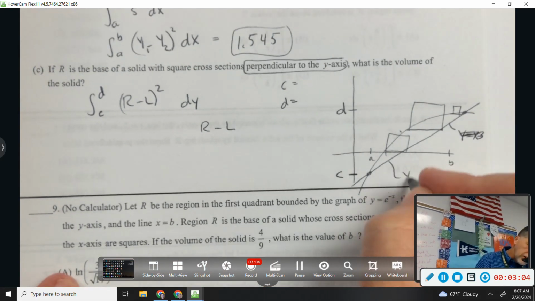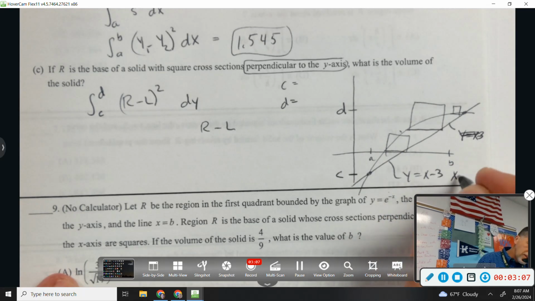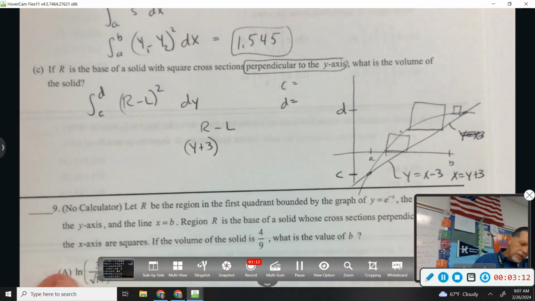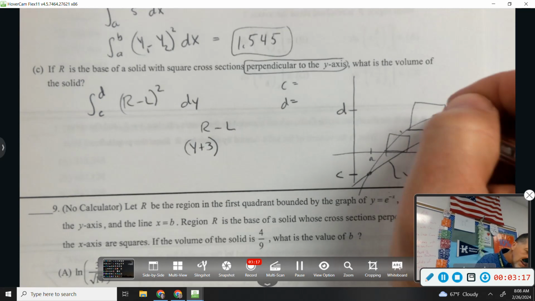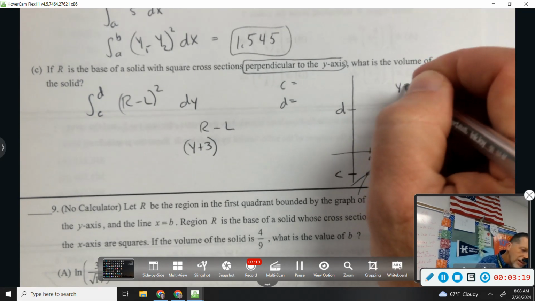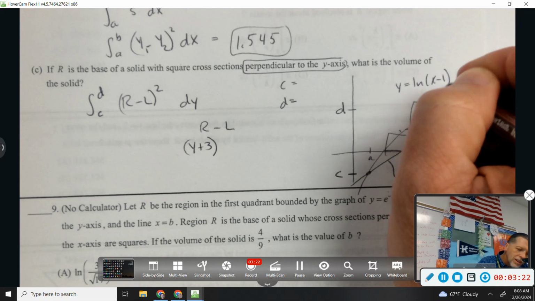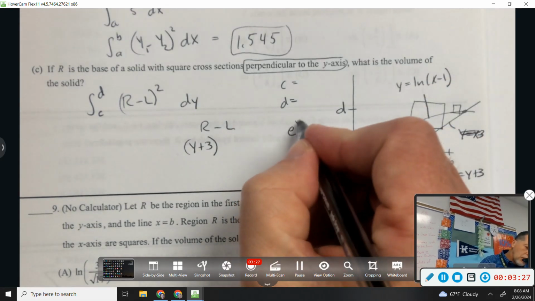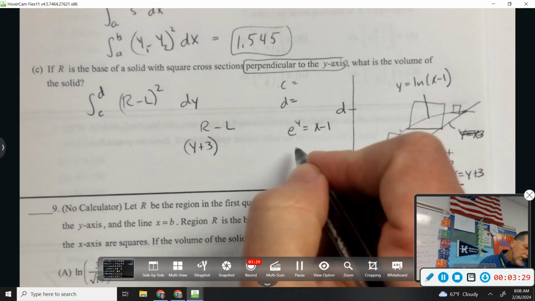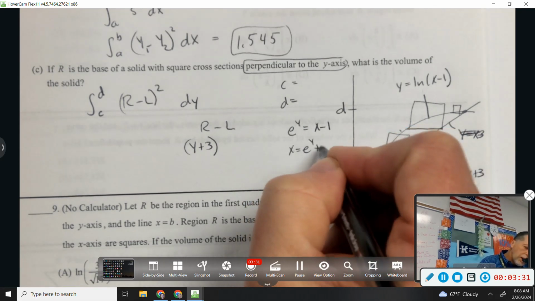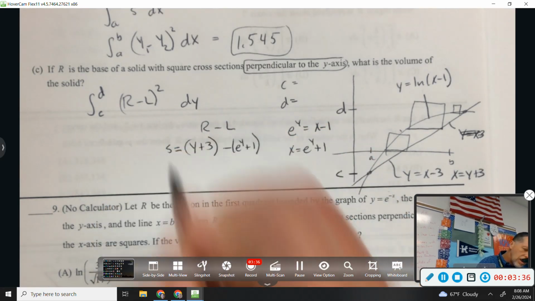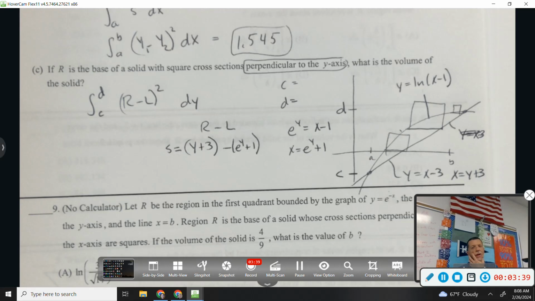Let's do it down here. So y equals x minus 3, which means x equals y plus 3. So the right one is y plus 3. The left one, let's see, what was that? Natural log of x minus 1. That's going to take a little work. E to the y equals x minus 1. So x equals e to the y plus 1. So there's my s, or my r minus l.